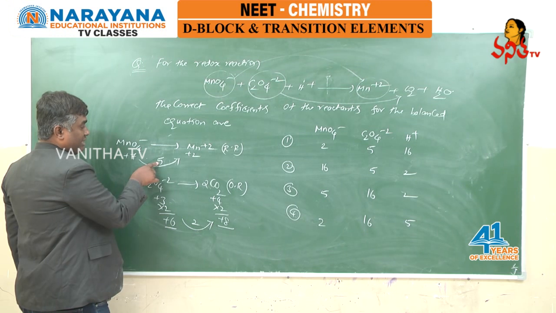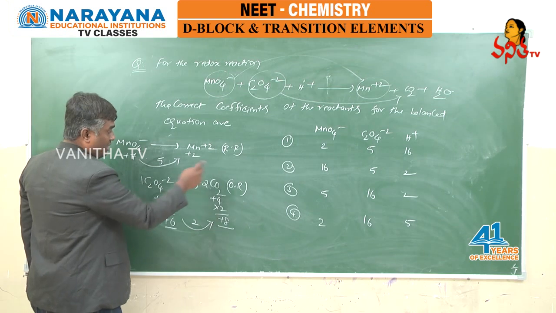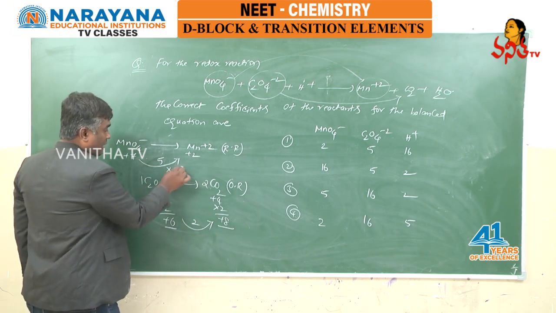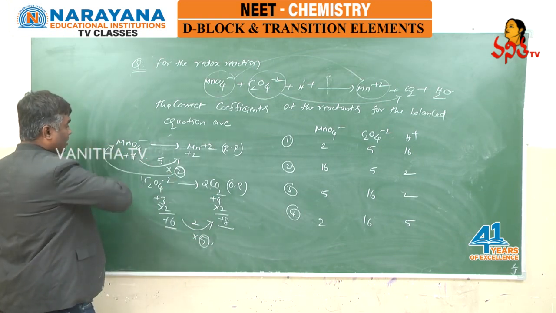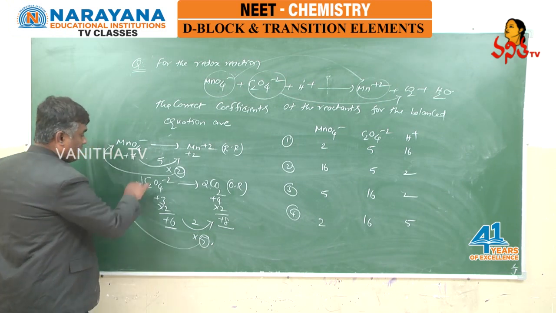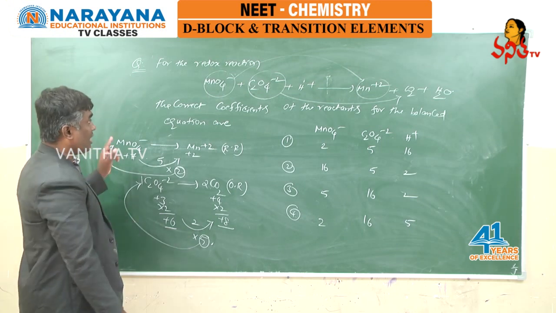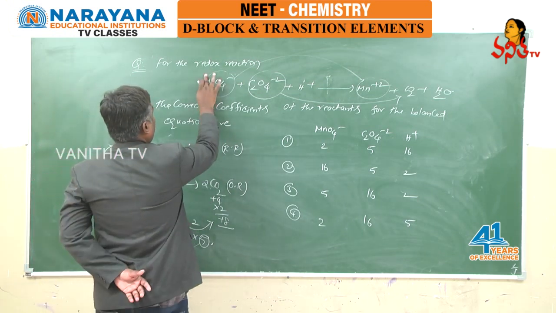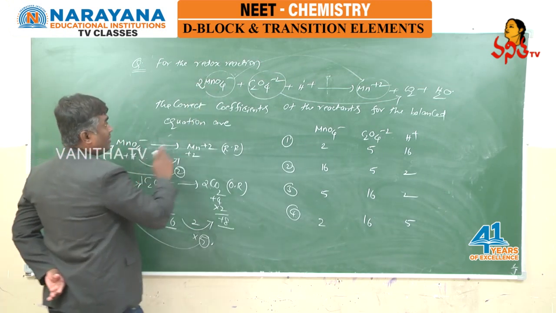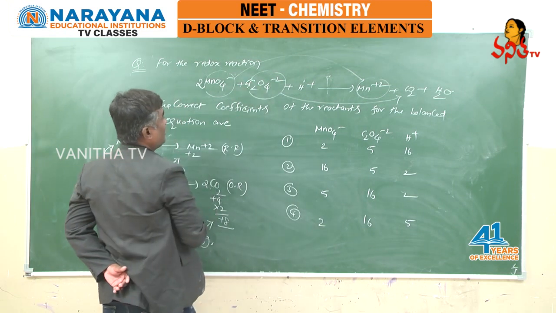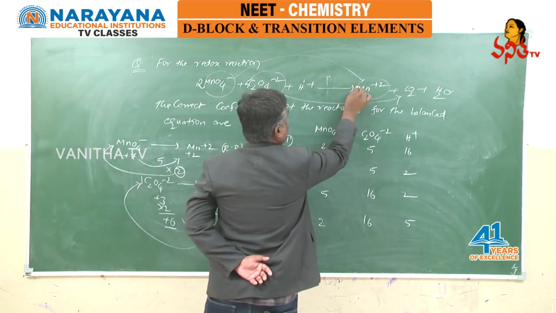So 5 is the change in oxidation number in the reduction reaction, and 2 is the change in oxidation number in the oxidation reaction. We should make them equal by cross-multiplying 2 into 5. Here 2 moles of MnO4 minus react with 5 moles of oxalate ion. See students, if there are 2 manganese on the reactant side, we should make 2 on the product side also.